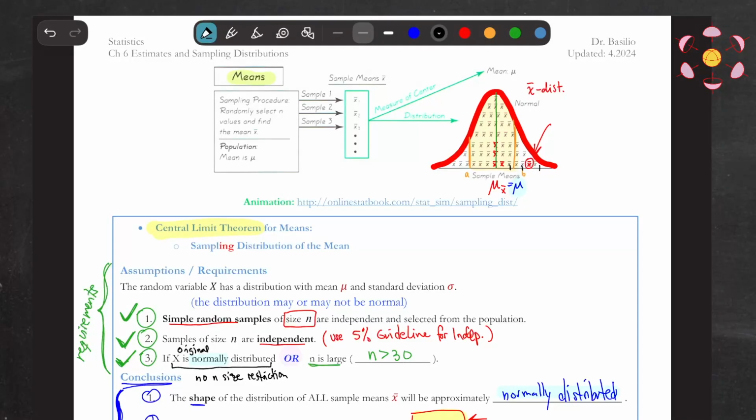All right, welcome back to part two of this video. So here we are talking about the central limit theorem for means. That's the sampling distribution for means.